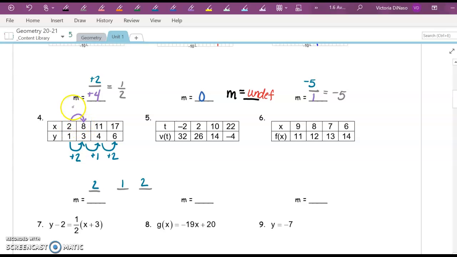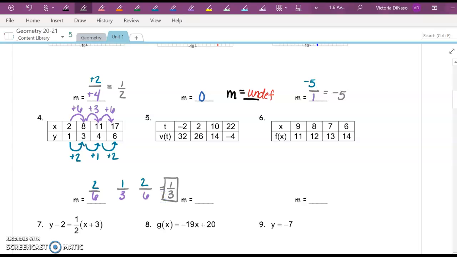From 2 to 8, I'm going up 6, so we have a 6 in the denominator. From 8 to 11, I'm going up 3, so we have a 3 in the denominator. And then from 11 to 17, I'm going up 6 again, so we have a 6 in the denominator. As long as all 3 of these reduce to the same number, which they do, they all reduce to 1/3, so my slope is 1/3.